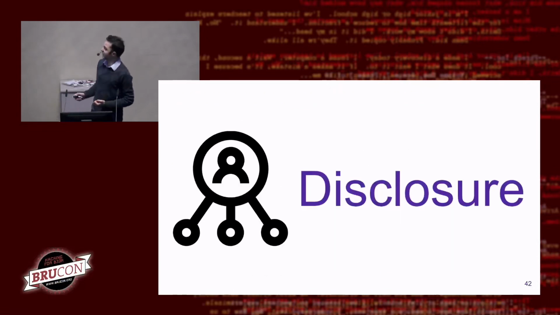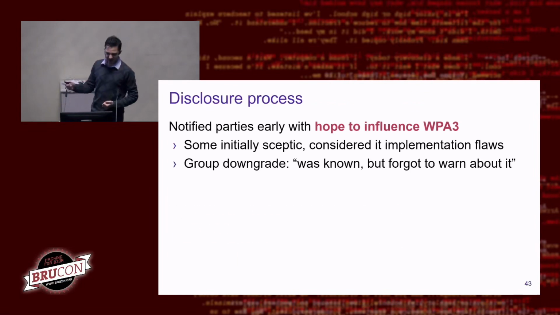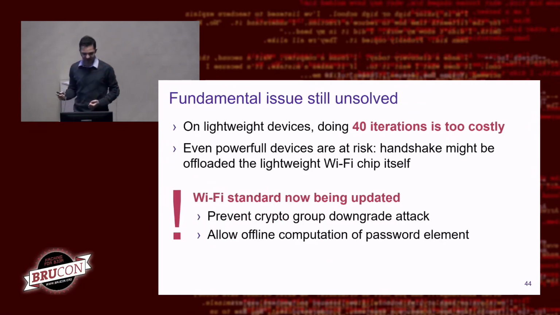Now, I'm going to leave some time for questions as well, so I'm going to skip part of the disclosure that we followed. The one thing I want to mention here is that the Wi-Fi standard is now being updated to be more secure. In particular, the standard is being updated to prevent some of these downgrade attacks. And on top of that, the standard is now also being updated with a different algorithm to convert the password into this group element P. And this algorithm is a constant time algorithm, meaning there are no more timing leaks and there are no more cache attacks.